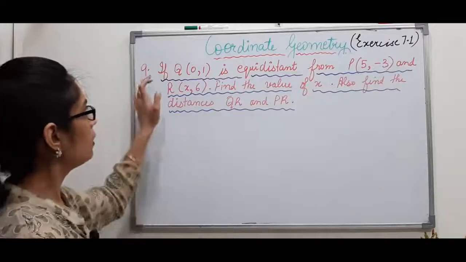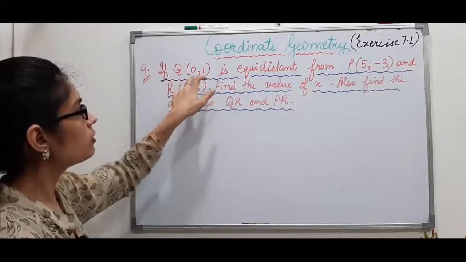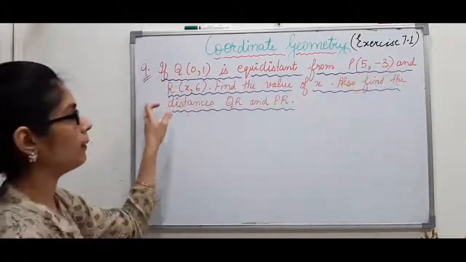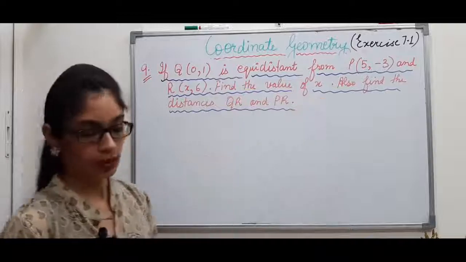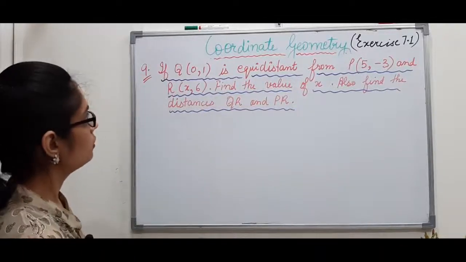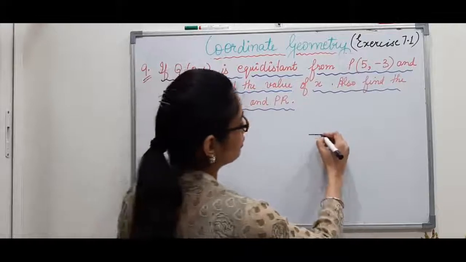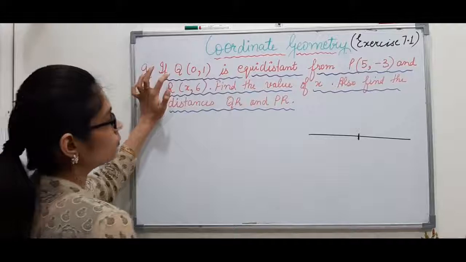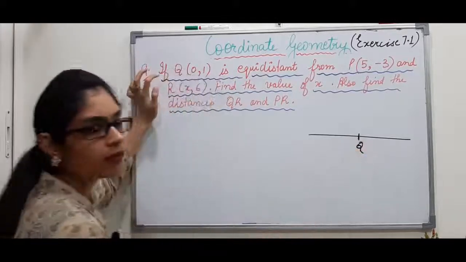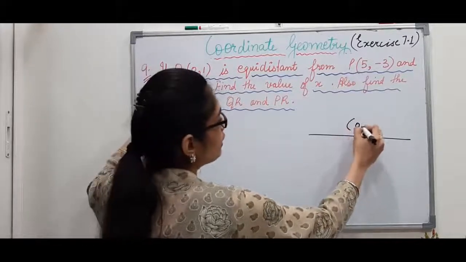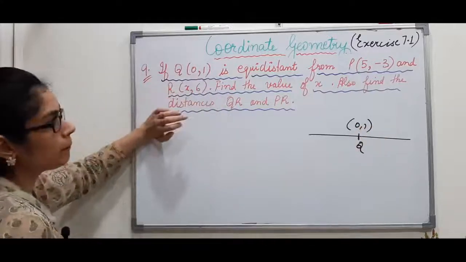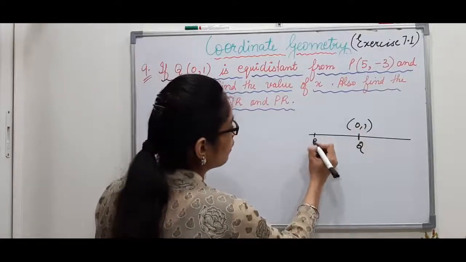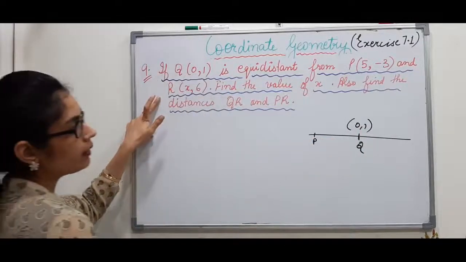Question number 9. If point Q, which is (0, 1), is equidistant from point P and R, find the value of x. So first of all we'll do till here. Let's draw one straight line. So here is your point Q and its coordinates are given to you, (0, 1), and this point is equidistant from point P and point R.